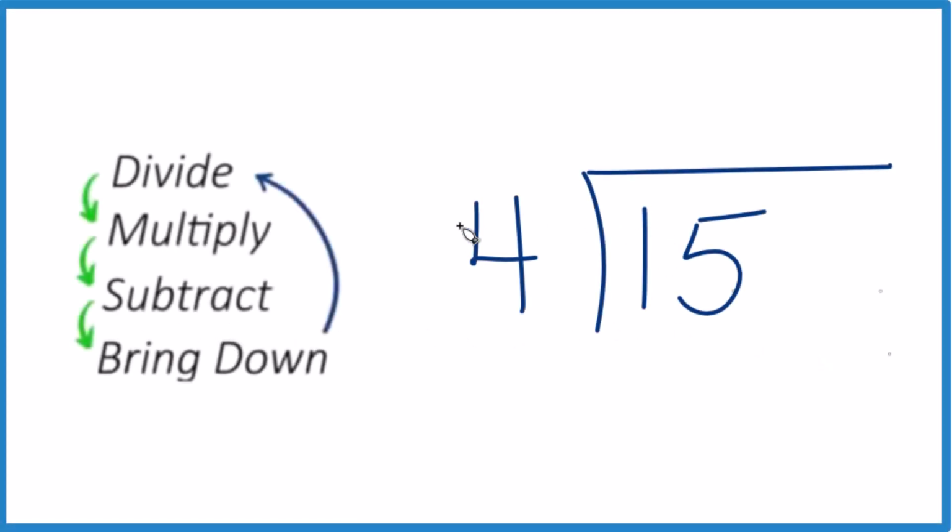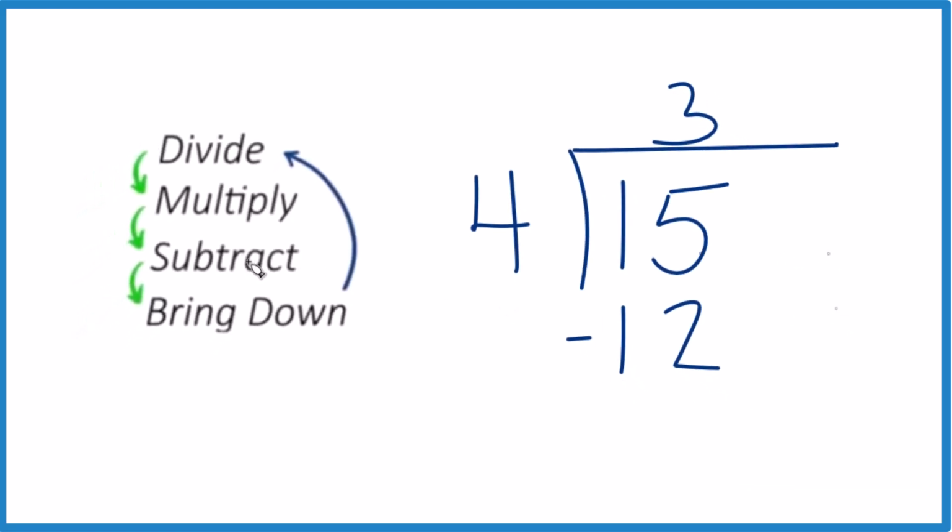So let's figure out 15 divided by 4 using long division here. First thing we do, divide. 4 doesn't go into 1, but 4 goes into 15. 3 times 4, that's our multiplication. That gives us 12. Subtract, that gives us 3, and then we bring down.